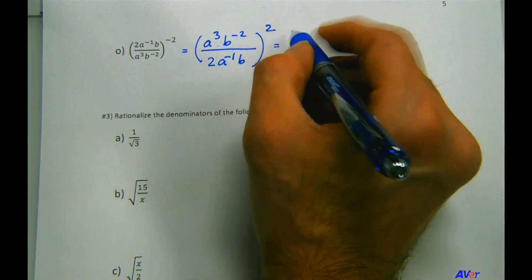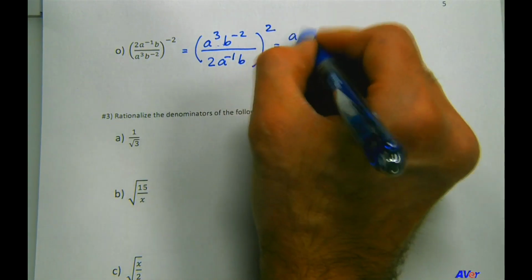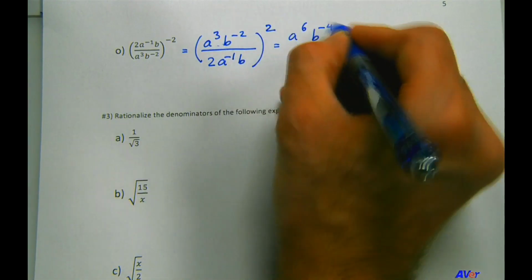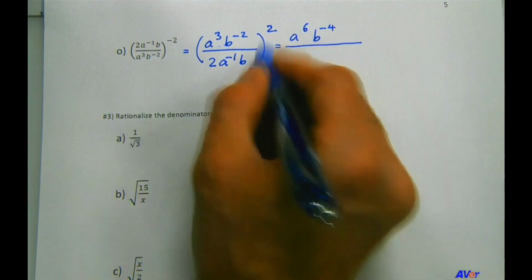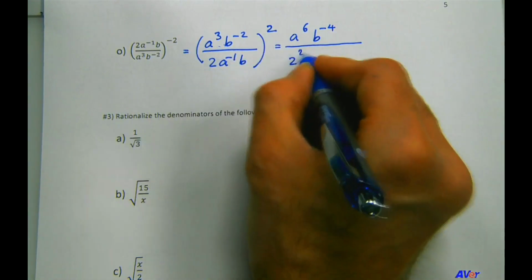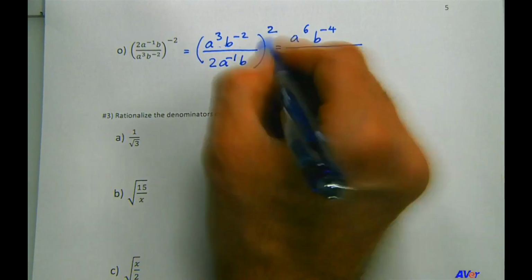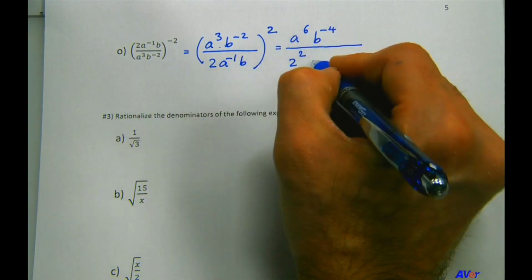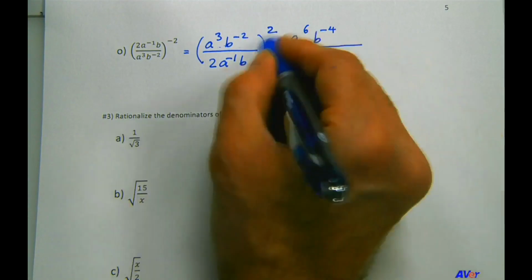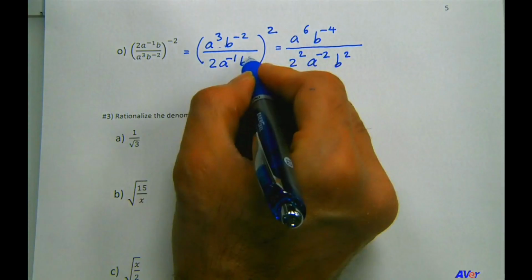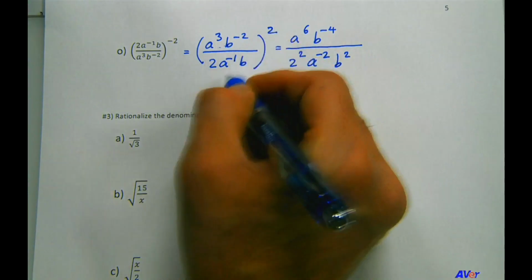Okay, so we have a to the 6, 2 times 3, 6, b to minus 4, divided by 2 squared, right? Right now 2 has a power 1. 1 times 2 is 2. 2 times minus 1, so a to the minus 2 power, and b to the 2 power, right? Because b has a power 1 before multiplying by 2.